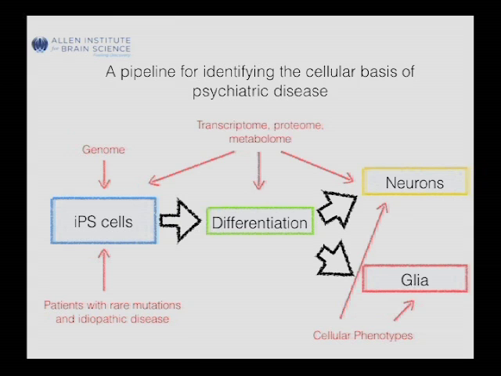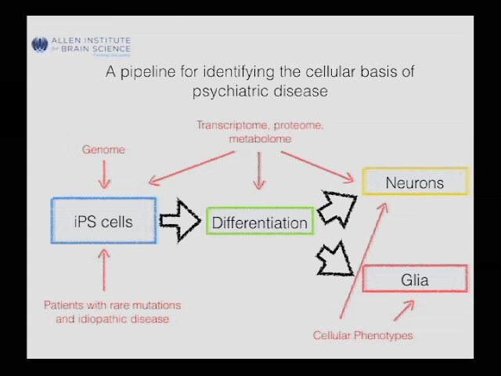So where is this going? What are we going to do next? I think that we're at the point where we're establishing a proof of principle that shows that we can actually use this approach to characterize cells from kids with autism, and in some cases we can discover phenotypes, but we want to do this for many, many more people.